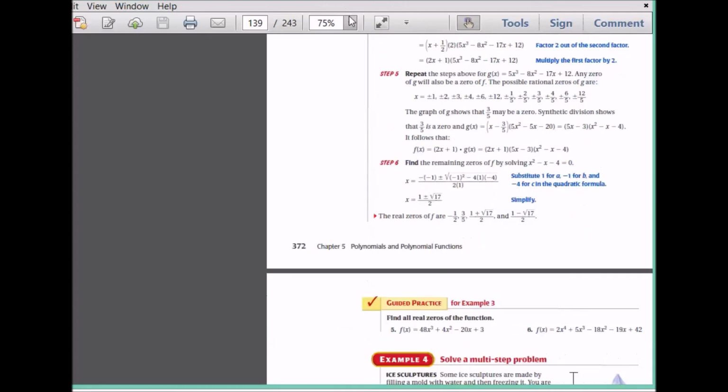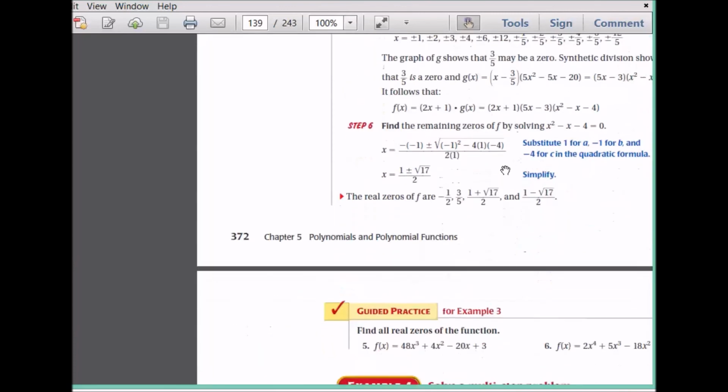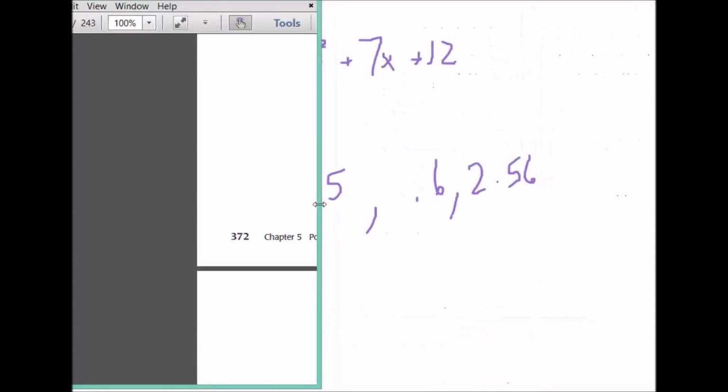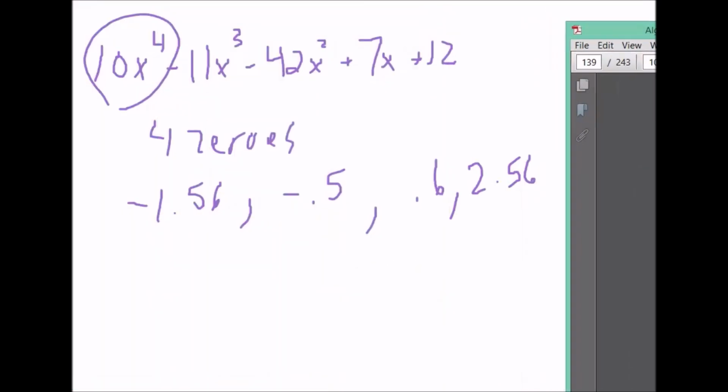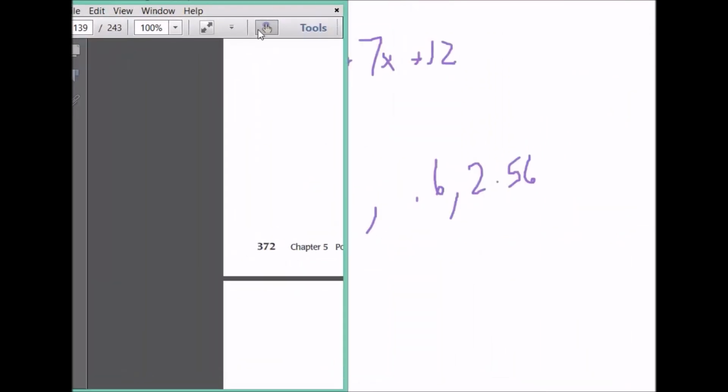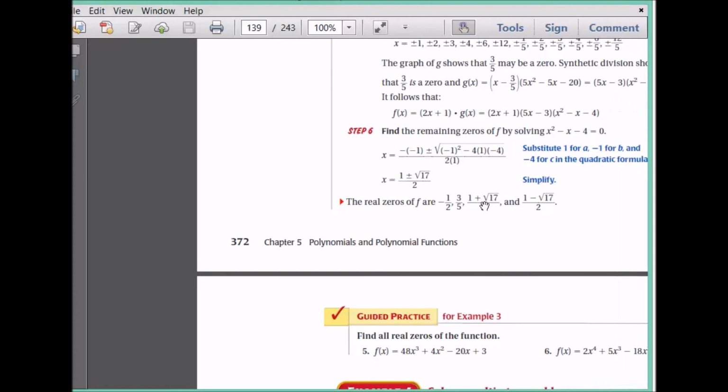One more thing you should know really fast is we found some zeros as decimals. Remember our answers were -1.56 and 2.56, and in the book they're going to get things like 1 plus square root of 17 over 2 and 1 minus square root of 17 over 2. But if you calculate those out, it's going to be the exact same value that we have.